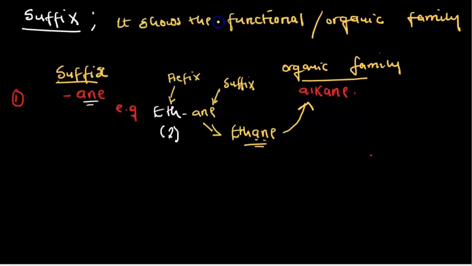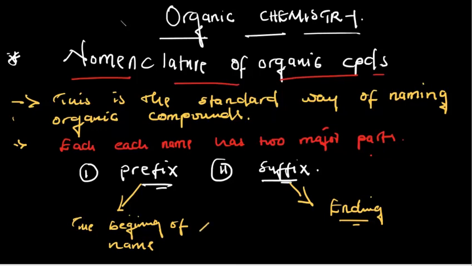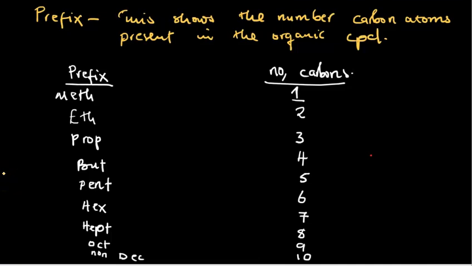Okay. Now listen, guys. If this is the suffix, you need to understand where we are coming from. We said this is the prefix. The prefix shows the number of carbon atoms and tells you how the name begins. So the prefix is basically the beginning of the name and the suffix is the ending of the name. We can have meth, we can have eth, we can have prop, all those.